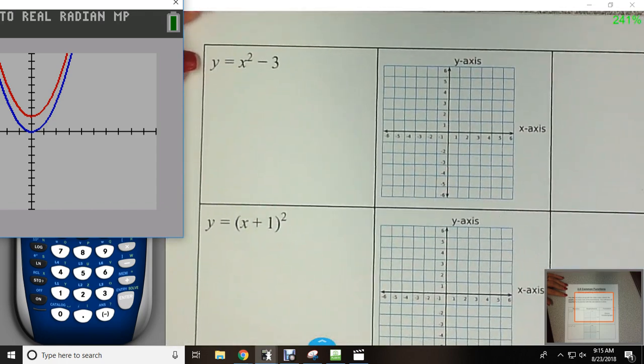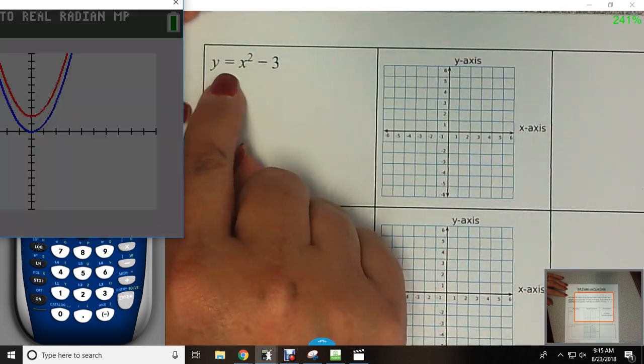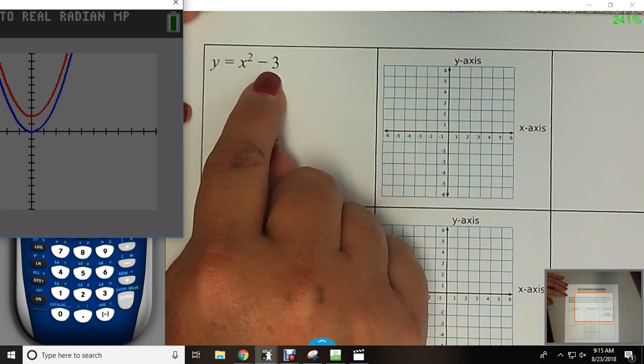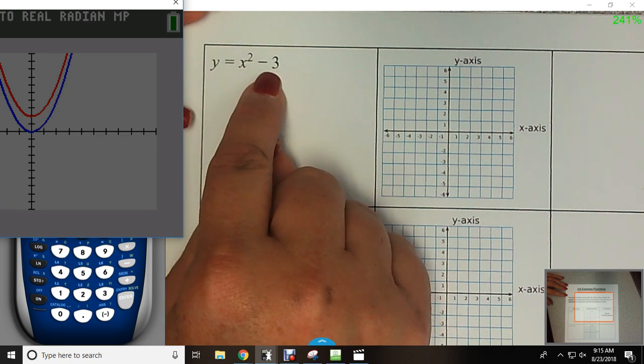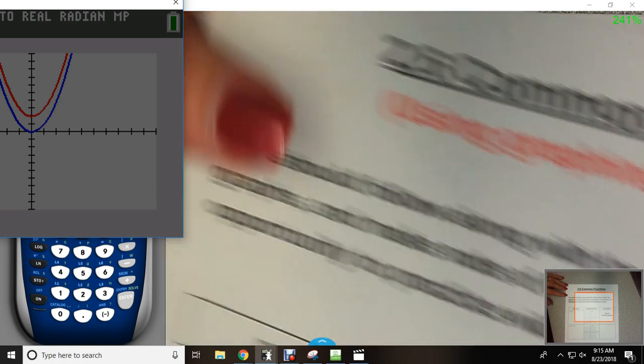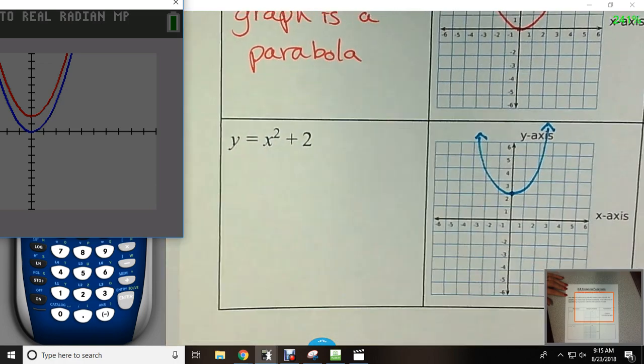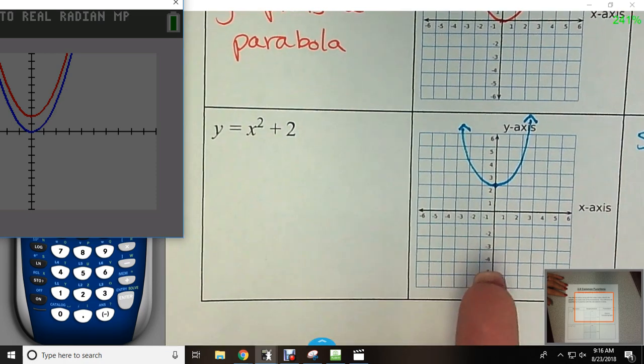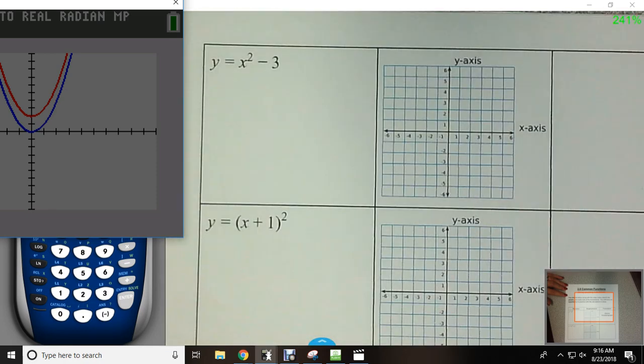All right, for this one, I've got my parent function, and then I've got a minus 3 after it. What do you think that minus 3 is going to do to it? And you should base this hypothesis on what happened here when there was a plus 2. When there was a plus 2, the graph shifted up 2. If there's a minus 3, what do you think is going to happen to it? I think it is going to shift down 3.